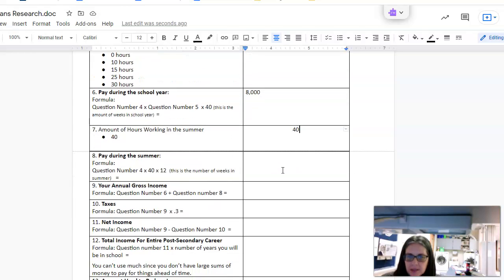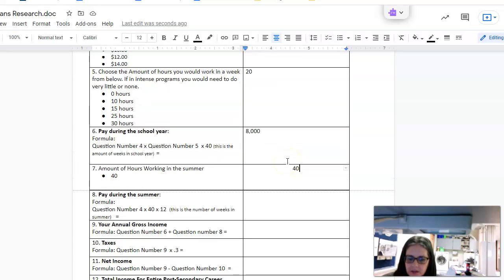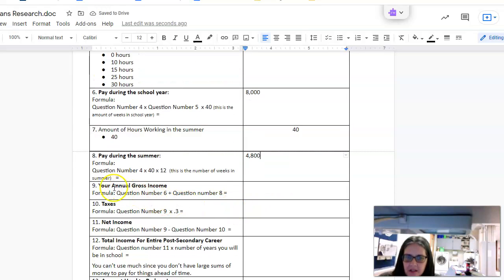And then I just do the same thing now. I'm just going to take my answer to number 4, that $10 an hour, multiplied by 40, because I'm doing 40 hours a week, and then multiplied by 12, because there's only about 12 weeks in the summer. And that puts me here. Okay? And then on here is your gross annual income. It's question from number 6. You're going to add this 8,000 one, and then you add whatever you have for number 8. Okay, so I have 8,000 plus 800.